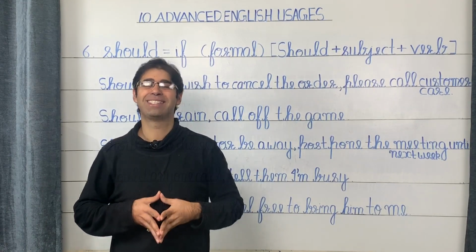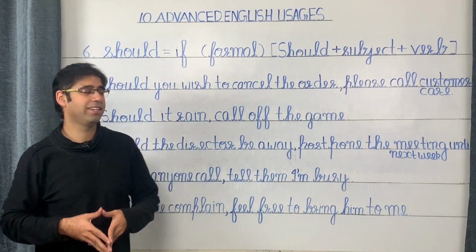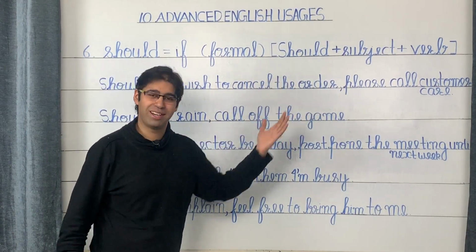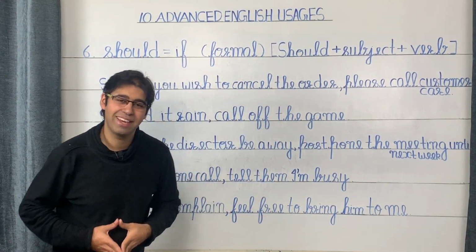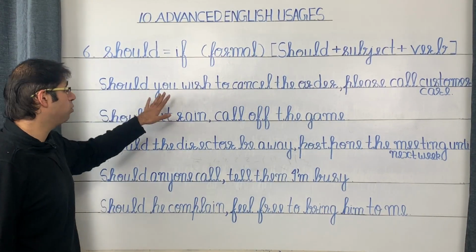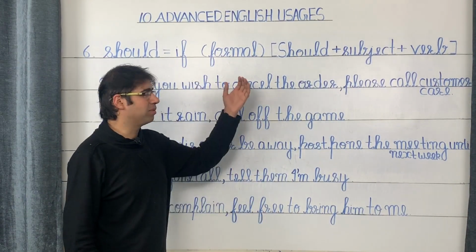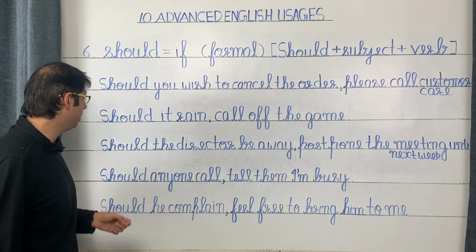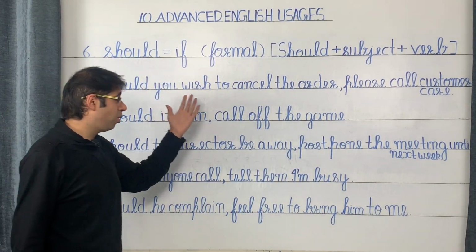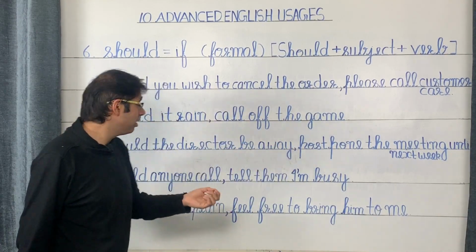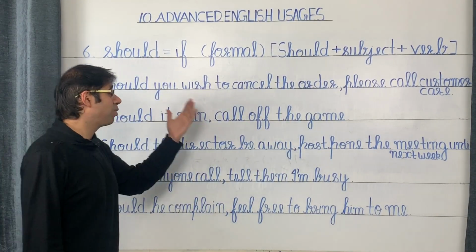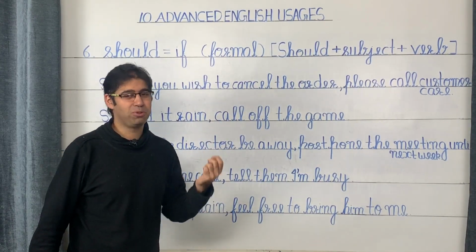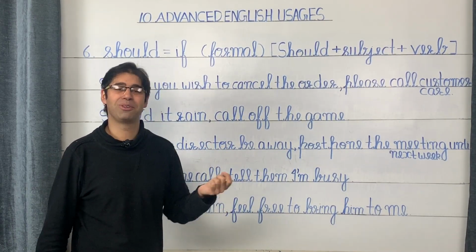Let's check out some examples. So our first sentence reads, should you wish to cancel the order, please call customer care. And this is the exact same as saying, if you wish to cancel the order, please call customer care. Moving on to the next example, the sentence reads, should it rain, call off the game. And that means, if it rains, call off the game. Call off over here is a phrasal verb that means to cancel an ongoing or a scheduled event.